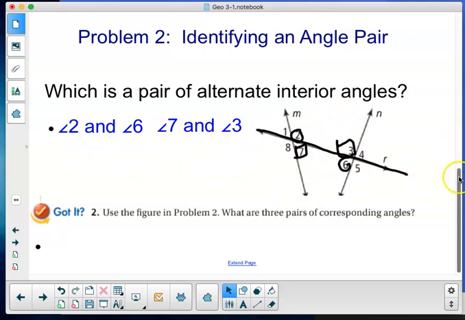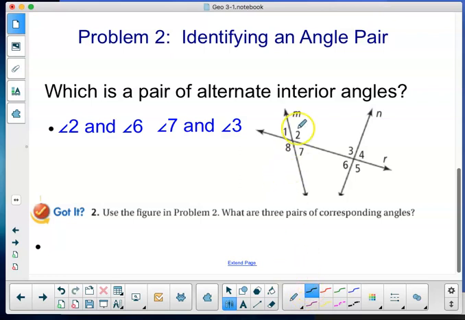Okay, now use the figure in problem 2. What are 3 pairs of corresponding angles? Well, I know they're asking for 3, but there are actually 4 pairs of corresponding angles, so I found all 4, just in case somebody was like, hey, what about mine? Okay, so here it is. When I'm looking at corresponding angles, I'm going to do them in colors: 1 and 3, 2 and 4, 8 and 6, and 7 and 5.